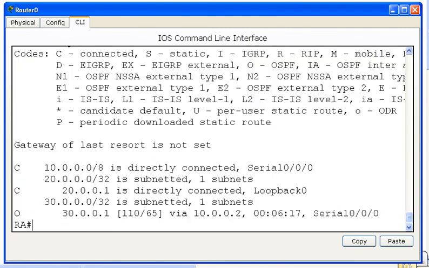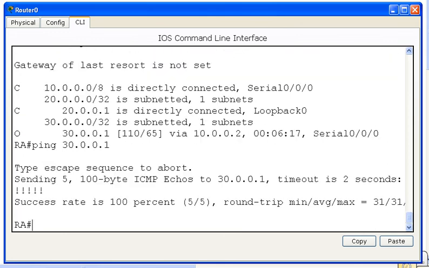Show IP route will have the best route. What is this 110? 110 stands for the administrative distance. What is the 65? That is the cost to reach the 30 network, right? Ping 30.0.0.1, you ping, right? So this is how the adjacency forms.